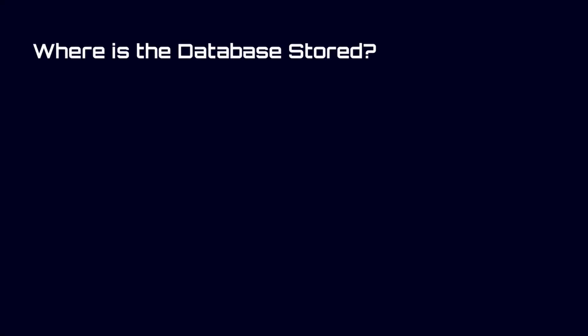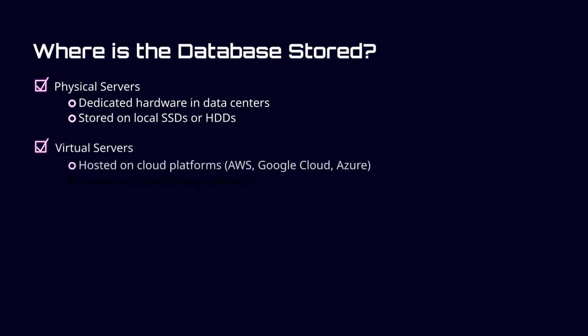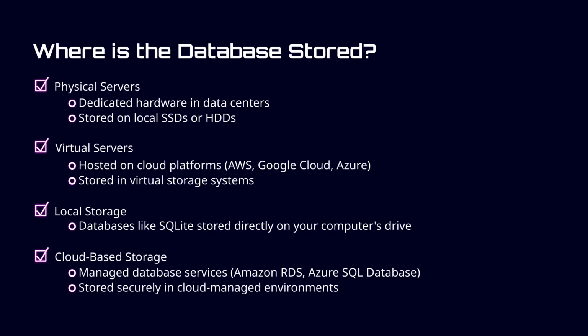When you visit a website, whether you're logging in, submitting a form, or just viewing content, that site needs to talk to a database. But where is that database actually stored? Databases are stored in various locations depending on the system used. They can reside on physical servers in dedicated data centers, using local hard drives or solid-state drives. Virtual servers hosted by platforms like Amazon Web Services or Azure store databases in virtual storage systems. For smaller applications, databases such as SQLite can exist directly on your local device. Finally, cloud-managed services securely handle storage in specialized cloud environments.